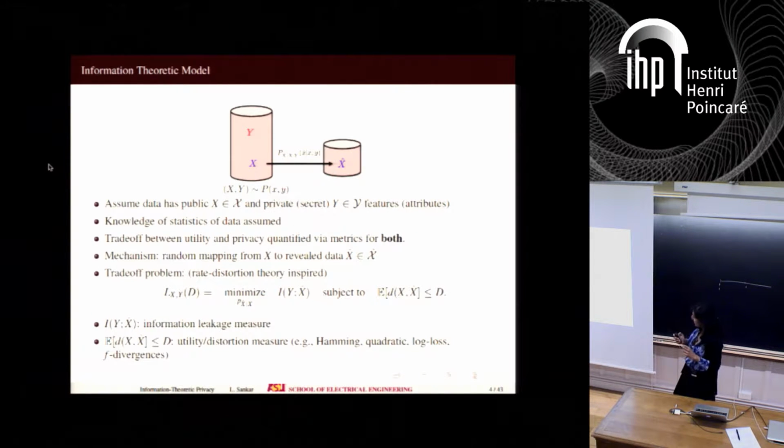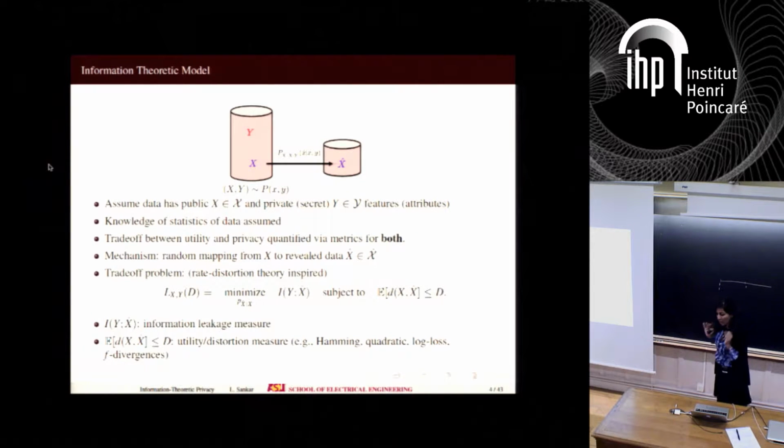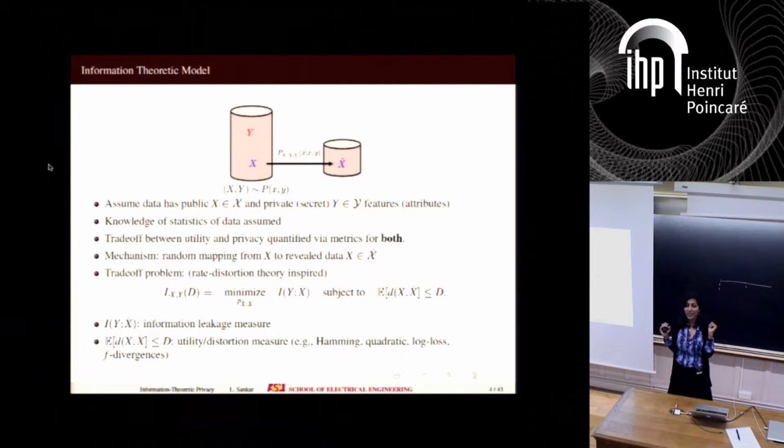Okay. So very simply, the information theoretic model is as follows. You have a data set. It's generated from some underlying distribution. The data set has two parts to it, public and private. So throughout my talk, X is public, blue, and Y is private, red. And what you want to do is to map X to some X hat through a mechanism, which is obviously a randomized mechanism. And your goal is to identify appropriate privacy and utility metrics.